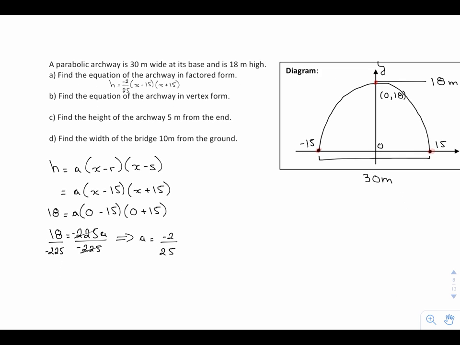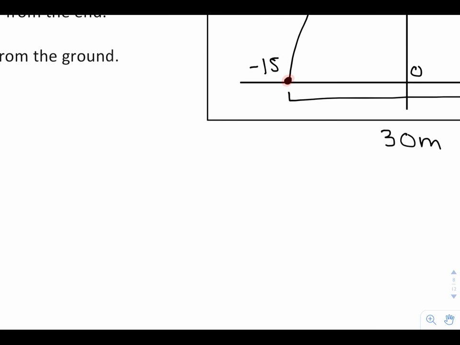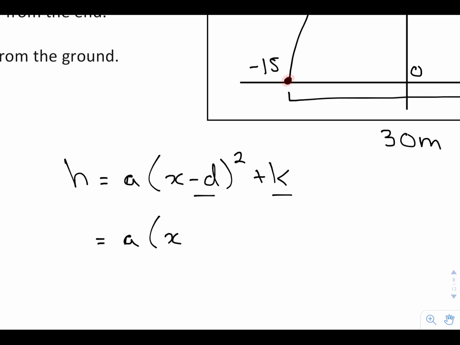Next, I want to find the equation in vertex form. So vertex form, in case you forgot, looks like this, and I'll do it over here at the side. Y, or in this case h, equals the a value times x minus h, and I can't use h again, so I'll have to use a different variable. Let's say x minus d squared plus k, where d and k represent the values of the vertex. Now we know already that our vertex is 0 and 18, so I'm going to have x minus 0 squared plus 18.